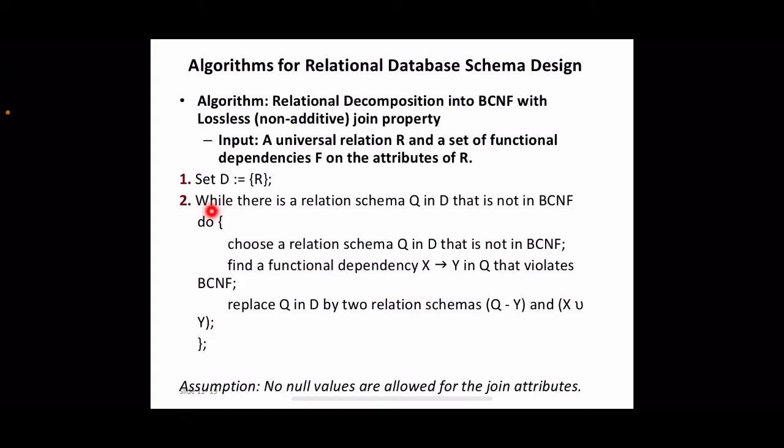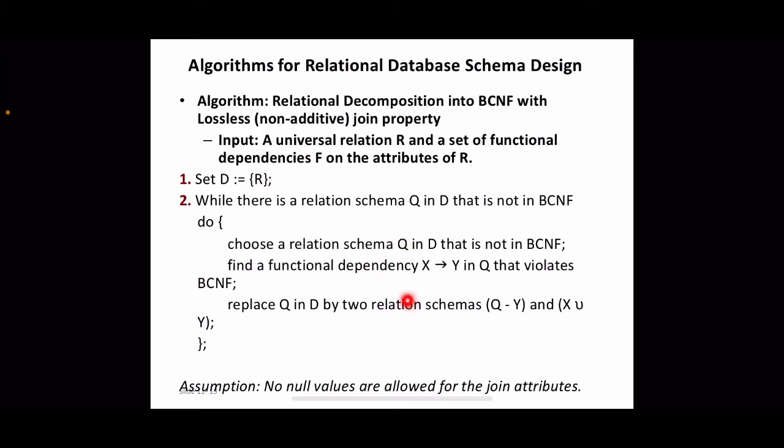The repeating condition for step 2 is: while there is a relation schema Q in D that is not in BCNF. As long as there is one relation in the decomposition set D which is not in BCNF, we have to do this step. We choose a relation schema Q in D, selecting the schema which is not in BCNF, and we decompose that Q.